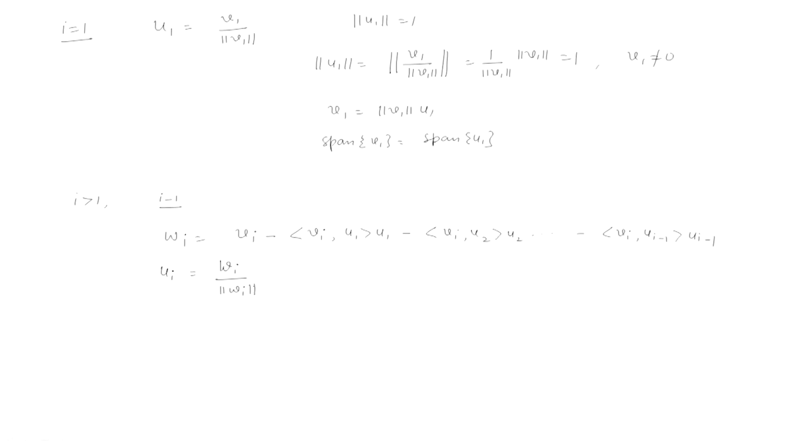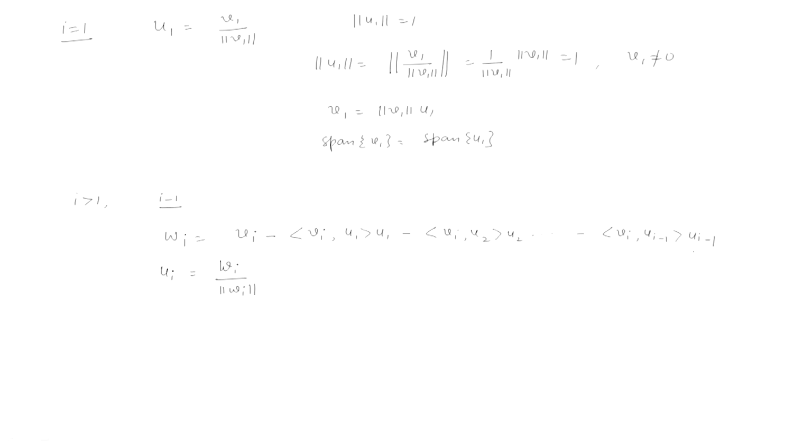Now again the norm of Ui is equal to 1 for each i. That is easy to verify, and again this expression is well defined because Wi is not equal to 0. If Wi equals 0, that means Vi is equal to a linear combination of Ui's, and a linear combination of the i minus 1 Ui's is the same as a linear combination of the i minus 1 Vi's. That means the set V1, V2 up to Vn will become linearly dependent, which is not possible. Hence Wi will not be equal to 0.